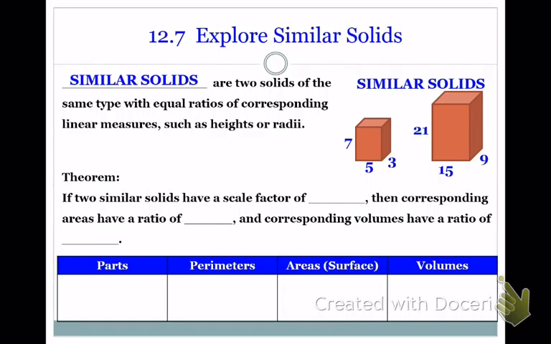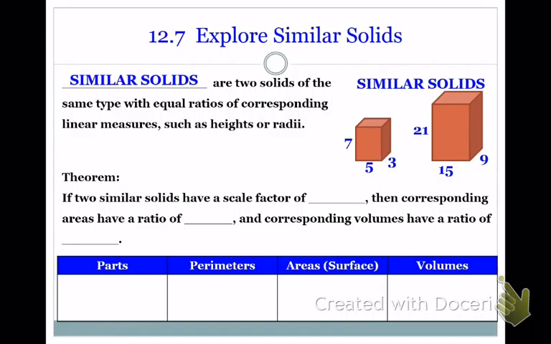So, for example, you can see this in these two shapes. To tell if they're similar, I would say 7 matches up with 21. 7 over 21 is 1/3. The 5 matches up with 15. 5 over 15 reduces to 1/3. The 3 matches up with the 9. 3 over 9 is 1/3. All three dimensions of the rectangular prism have the same ratio, right? If that's the case, then they are similar solids. Everybody get the idea? All right.